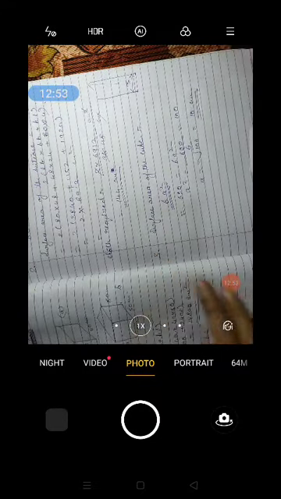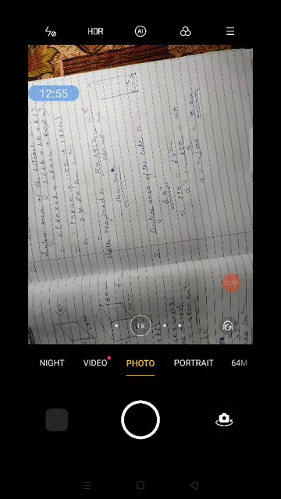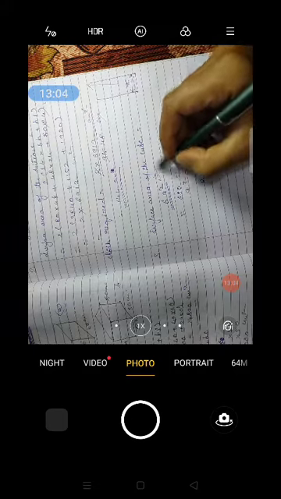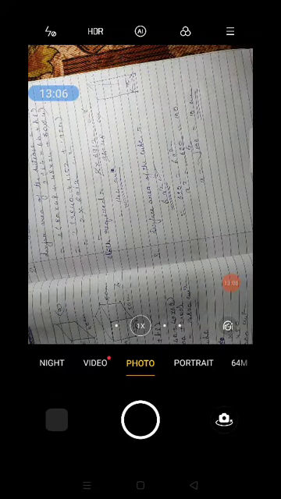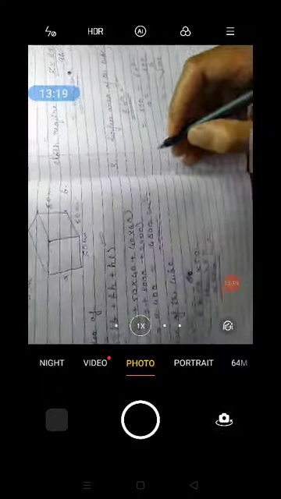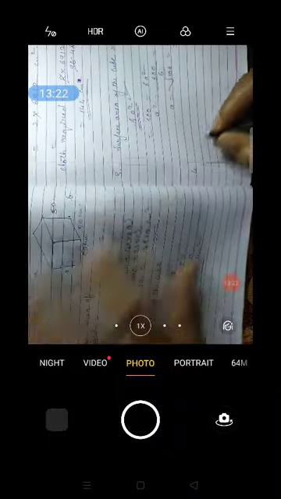Clear? Anybody any doubt? Make sure you either derive the formulas correctly or you remember these formulas. Whichever way you are comfortable with, you take that approach. But important is you remember the concept. Clear? Question number 4, let's solve it.